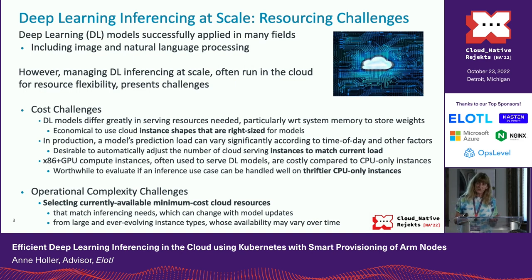In the area of operational complexity, selecting currently available minimum-sized cloud resources is important. They need to match the resourcing needs of the model now and when the model changes over time. And they need to be chosen from the large and ever-evolving instance types in the cloud, whose availability at any particular time may also change over time.